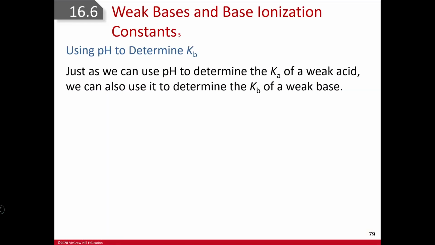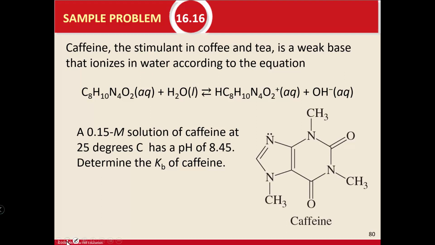All right. So the next type of problem is we can use pH to determine the Ka of a weak acid. Well, we can also use it to determine the Kb of a weak base. So this is kind of the reverse process. And again, these are common on the exams because they're quicker, easier to solve. We definitely don't get into a quadratic here. So just keep that in mind that you need to be able to do this problem quickly.